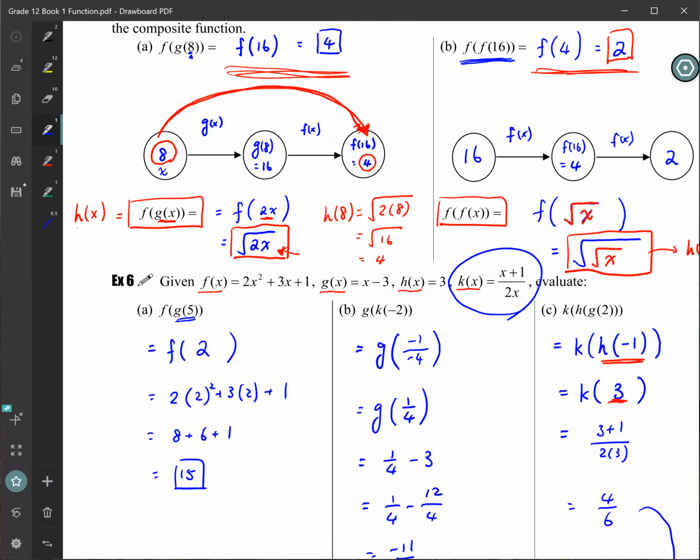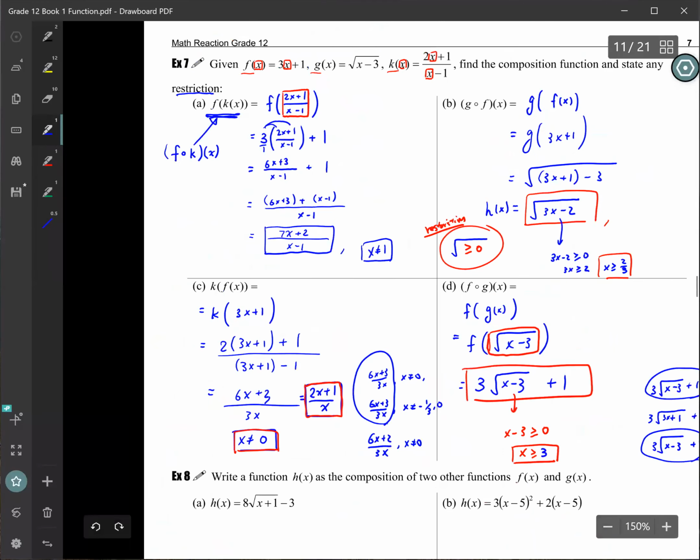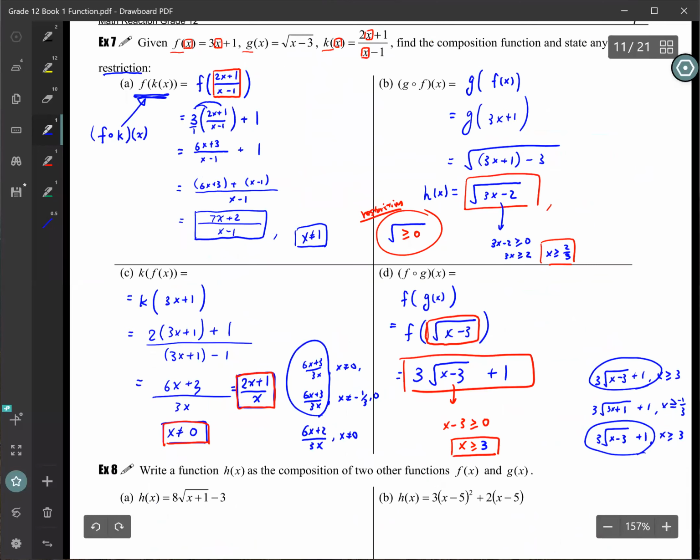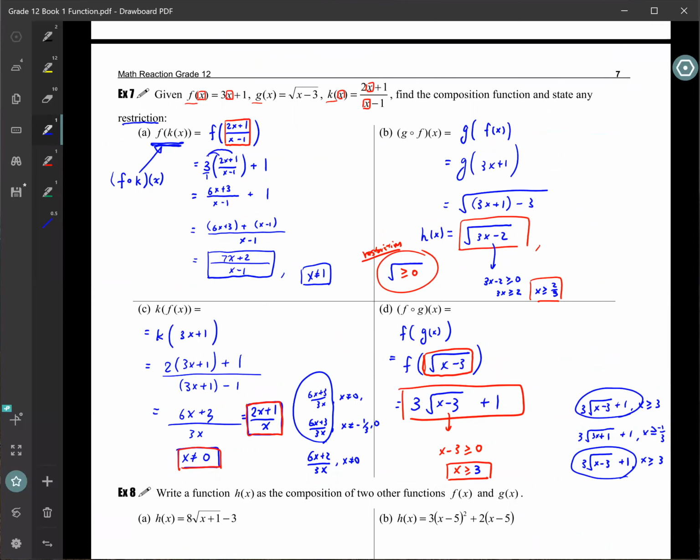The h of x is called a composite function. And then that's all, okay? And of course, this one we can also go backwards, okay? We'll do the going backwards next week. So any questions about today's lesson?